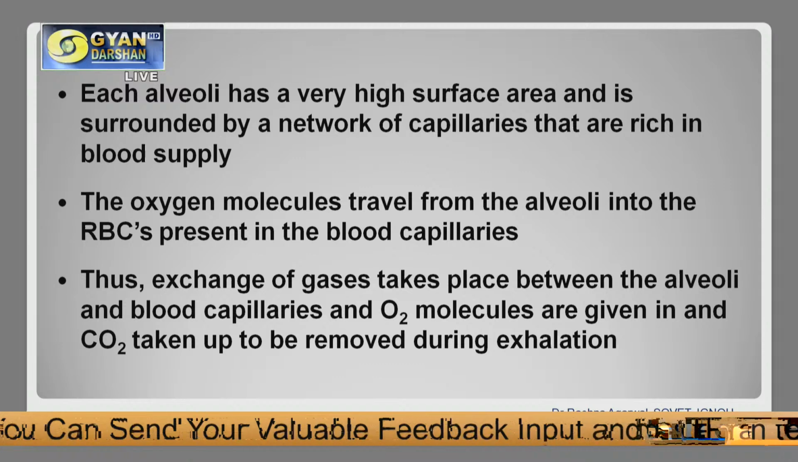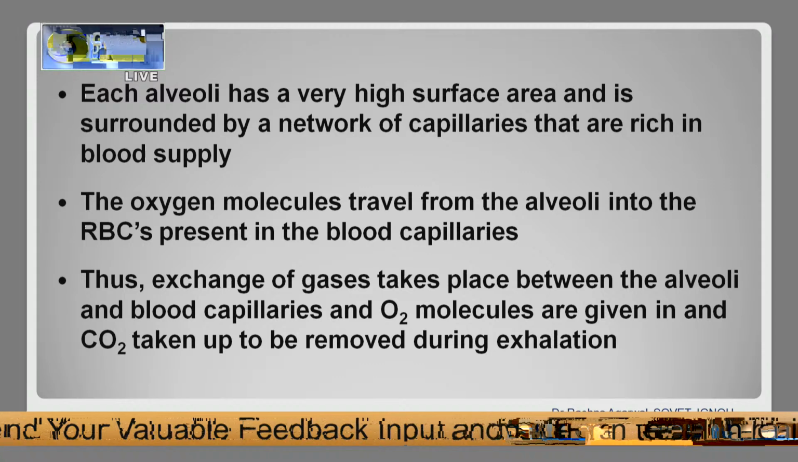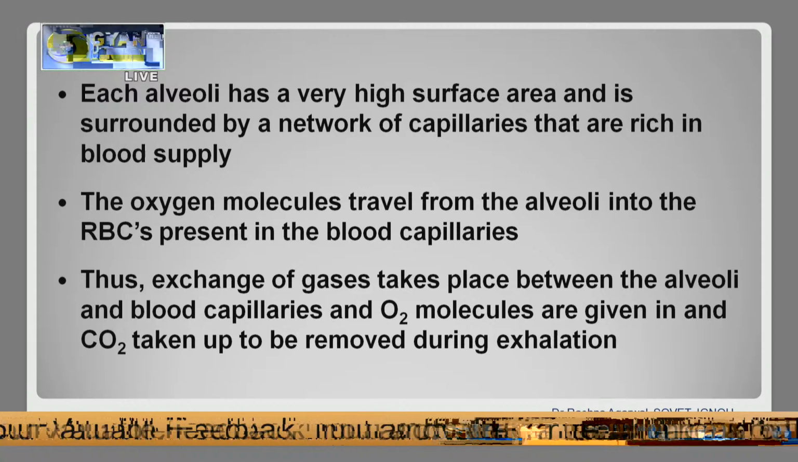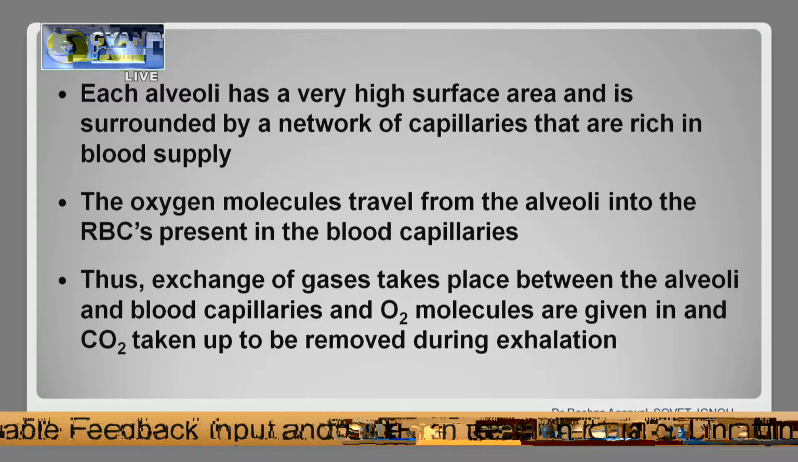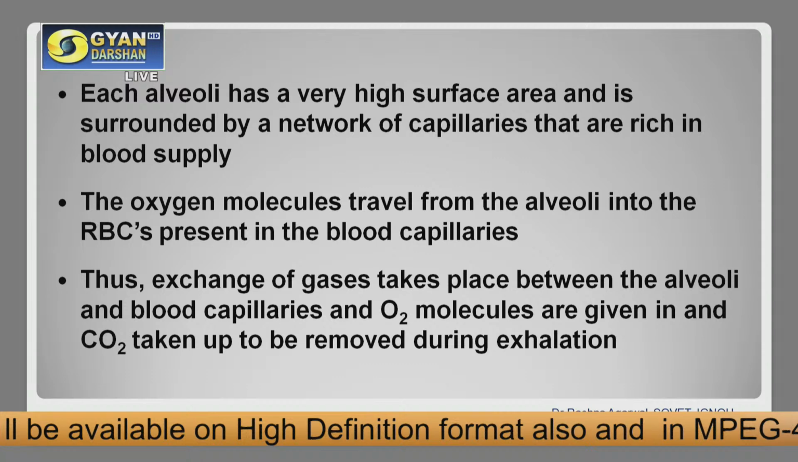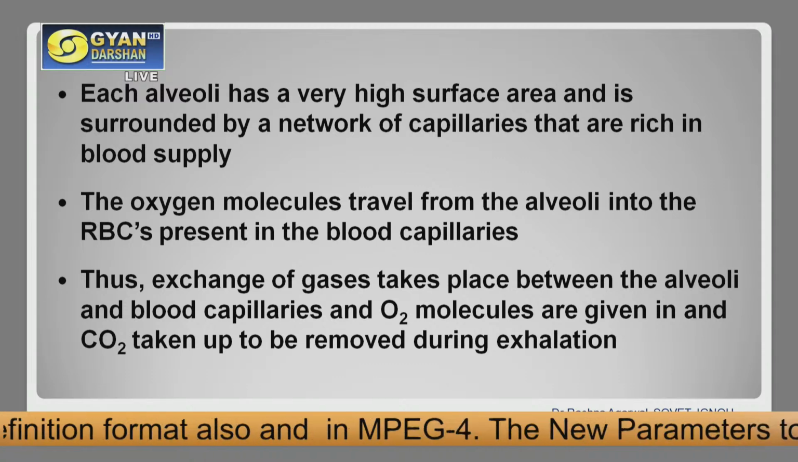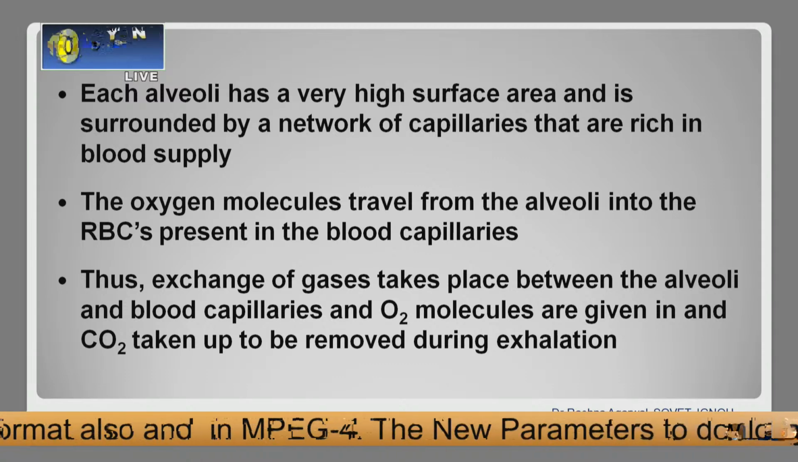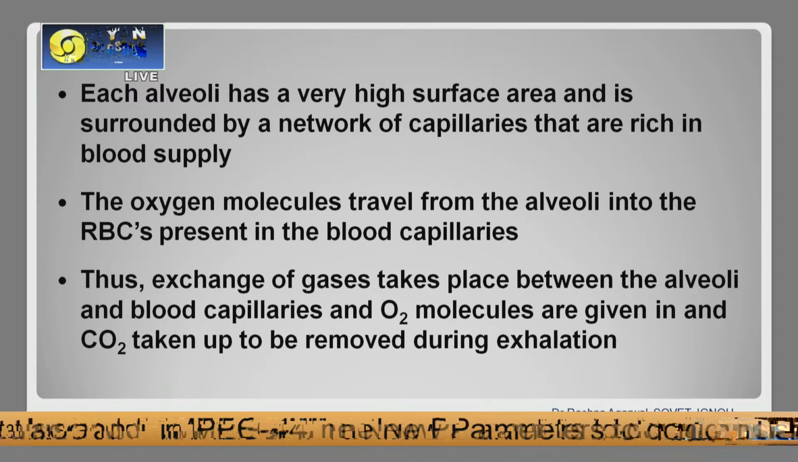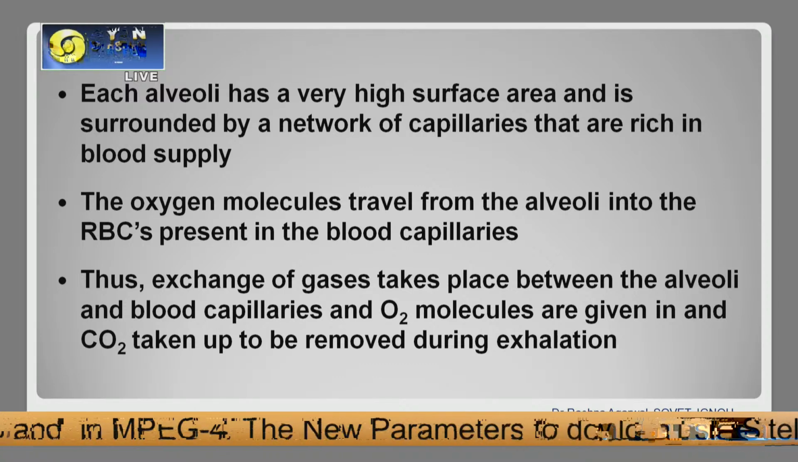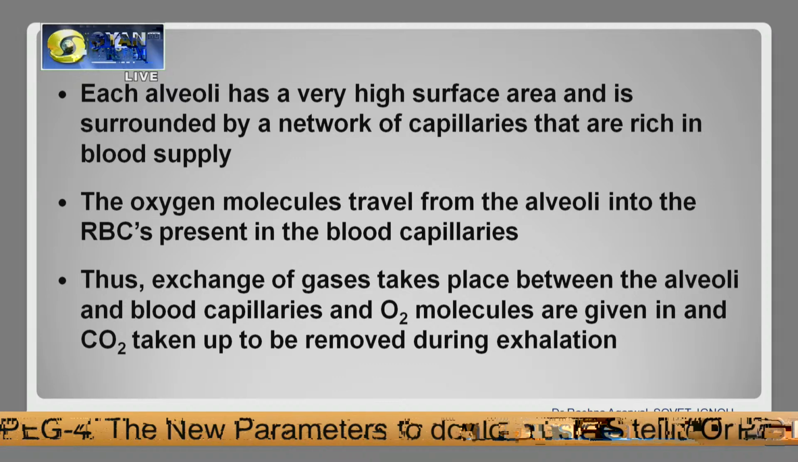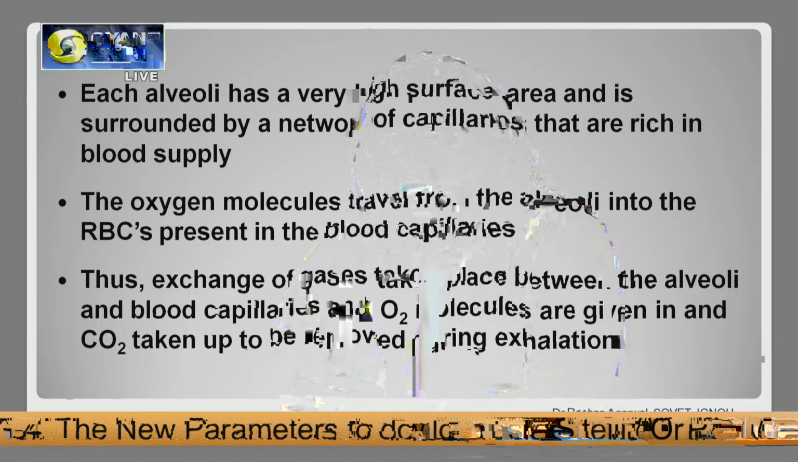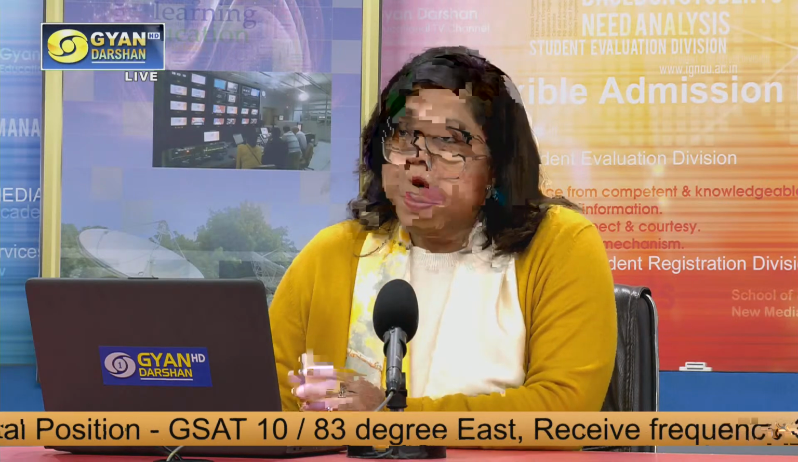But when we are talking about the capillary, the blood, which helps in exchanging the oxygen and carbon dioxide molecules from the lung, that is the alveolar structure, into the blood and then to the various parts of the body. So the oxygen molecules travel from the alveoli into the RBCs, which are present in the blood capillaries, and thus the exchange of gases takes place between the alveoli and the blood capillaries, and oxygen molecules are given in and carbon dioxide is removed during expiration.